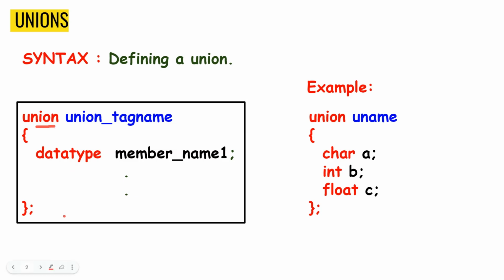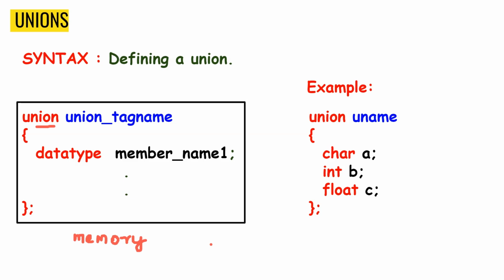In structure, a separate memory is allocated to each member, while in union, all the members of a union variable share the same memory, that is, memory is allocated for the largest variable type. This implies that although a union may contain many members of different types, it can handle only one member at a time. Let us see how to define a union.